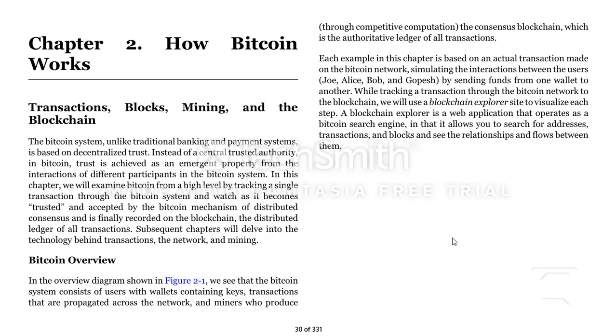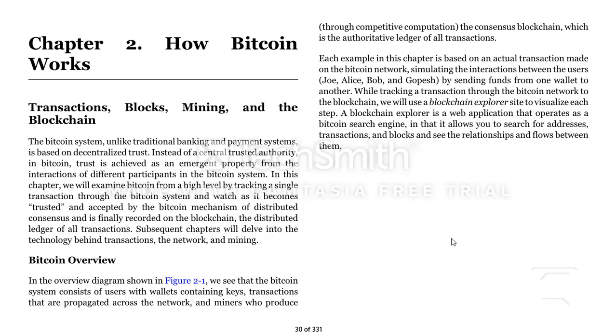In this chapter, we will examine Bitcoin from a high level by tracking a single transaction through the Bitcoin system and watch as it becomes trusted and accepted by the Bitcoin mechanism of distributed consensus and is finally recorded on the blockchain, the distributed ledger of all transactions. Subsequent chapters will delve into the technology behind transactions, the network, and mining.